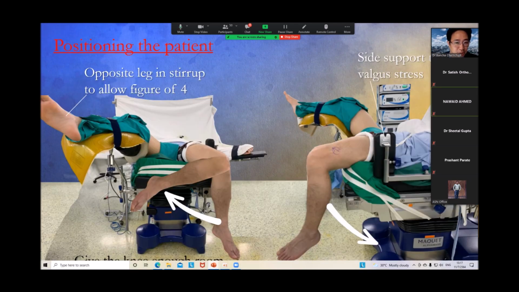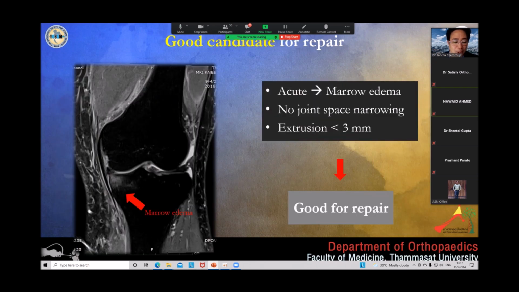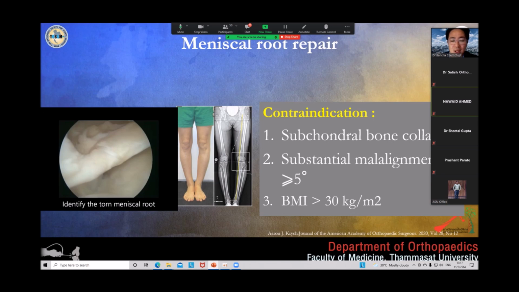So this is my position for the meniscus root repair. I break the table and drop the leg down like that. The goal is to prevent the arthritic change. Indication is acute or chronic tear without osteoarthritis, KL less than 2. So this is a good candidate for the root repair: acute injury, no joint space narrowing, extrusion less than 3 millimeters. Contraindication in the patient who has subchondral bone collapse, substantial malalignment more than 5 degrees, BMI more than 30.